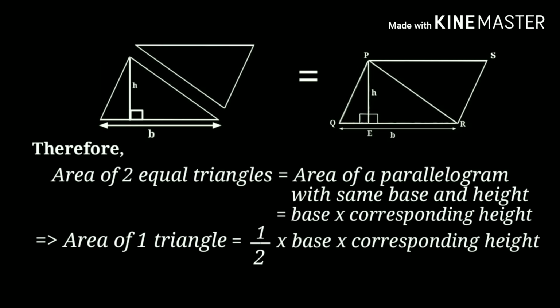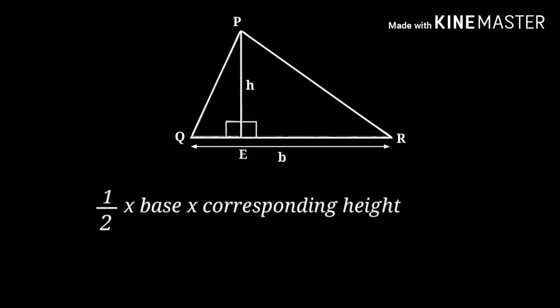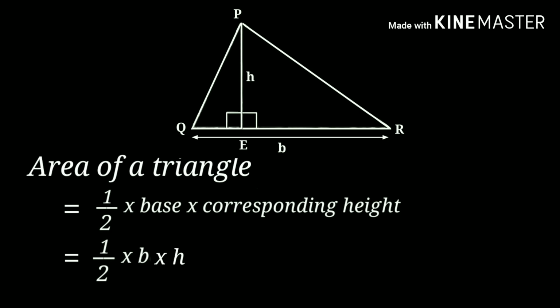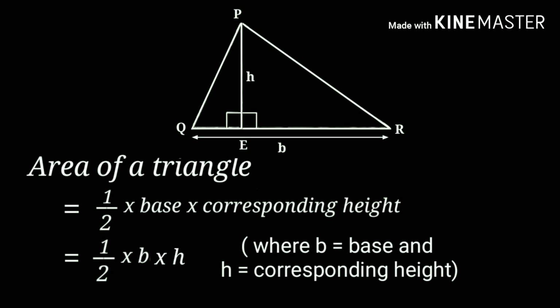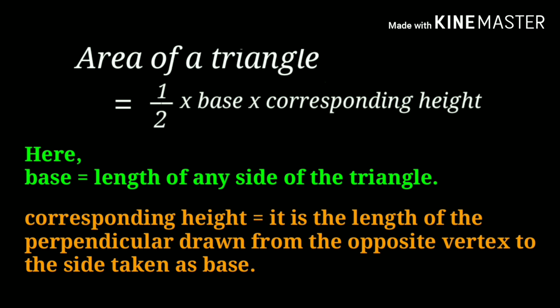And since the base and corresponding height of the triangle as well as the parallelogram are the same, we can write the area of the triangle is equal to half the product of its base and its corresponding height. And for area of a parallelogram, you can check the link given below. So finally what we have got is area of a triangle is equal to half the product of its base and its corresponding height.